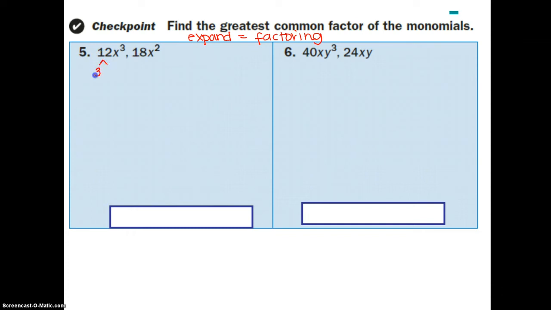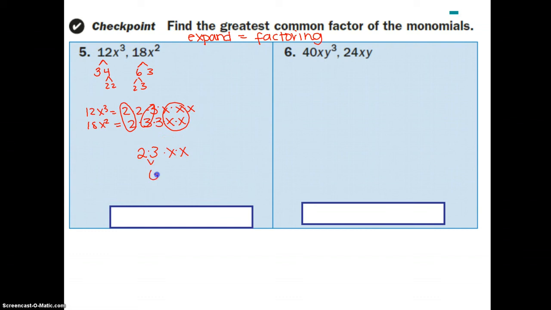Number 5, this becomes 3 and 4, which is 2 and 2. So you expand 12x cubed: 2 times 2 times 3, and 3 x's. 18 is 6 and 3, which becomes 2 and 3. So 2 times 3 times 3, and then 2 x's. What's in common? 1 two, 1 three, 2 x's. Multiply those together, you got 6x squared.